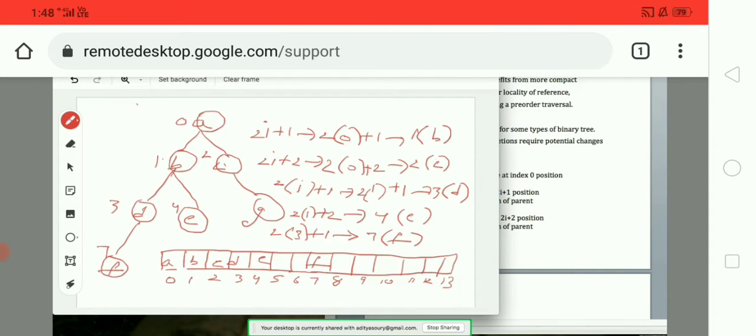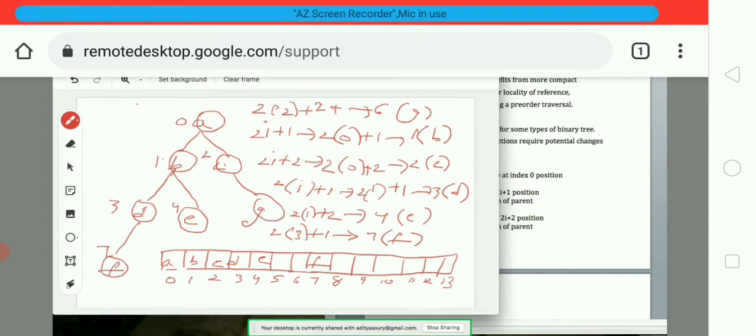Okay, we already stored the C element. Now I would like to store the G. So G is on the right side, not the left side. Here the parent of G is C, and the C position is 2, so it is on the right side, that's why we have to give 2 here also, so 2 times 2 is 4, 4 plus 2, 6. So in the sixth position we have to store the G element.